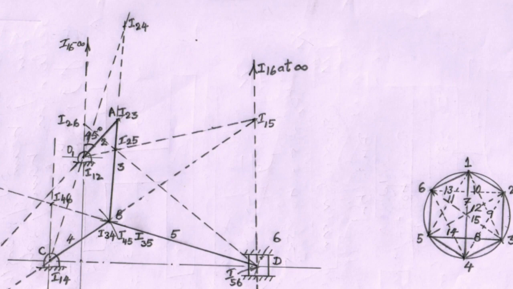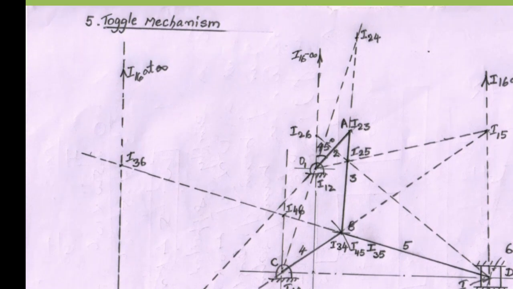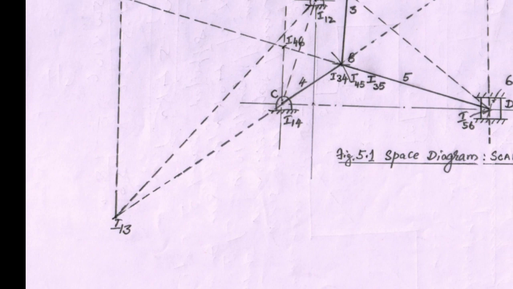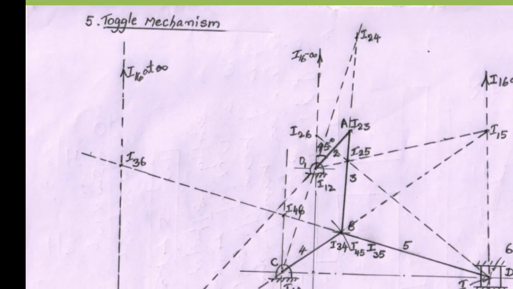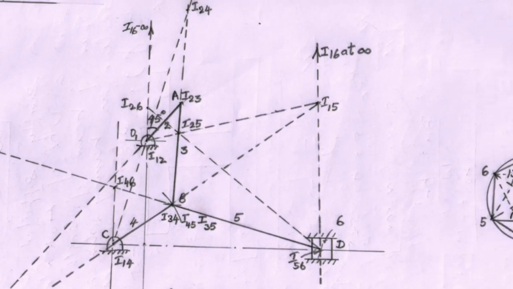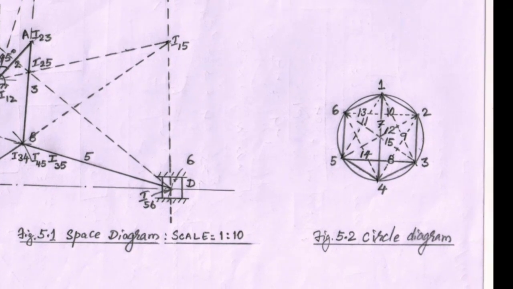Even through O1 point, I have drawn a vertical line. Through I14 also I have drawn a vertical line. Then through I13 also I have drawn a vertical line. Can you see the 4 lines drawn parallel to I16, which was drawn in the initial stage? Now come to the circle diagram.